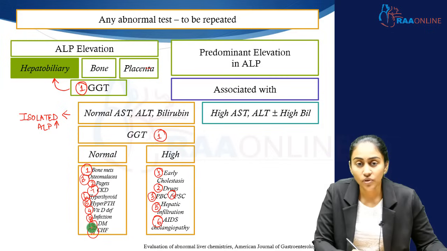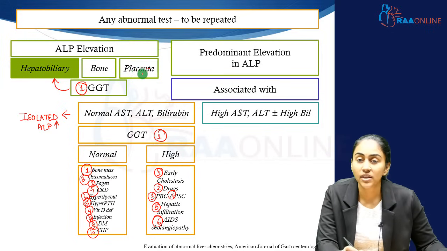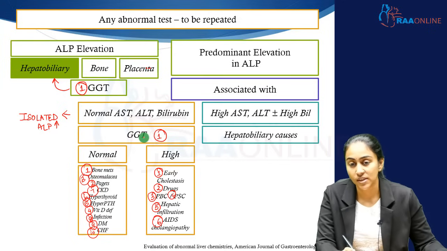Remember that I mentioned earlier that the small bowel is also an important source of alkaline phosphatase. So, in patients with O blood group and B blood group, following a fatty meal, there is an increase in the alkaline phosphatase from the small intestine, which can also contribute to a slight increase in the alkaline phosphatase. So, this is how you would approach an isolated elevation in alkaline phosphatase.